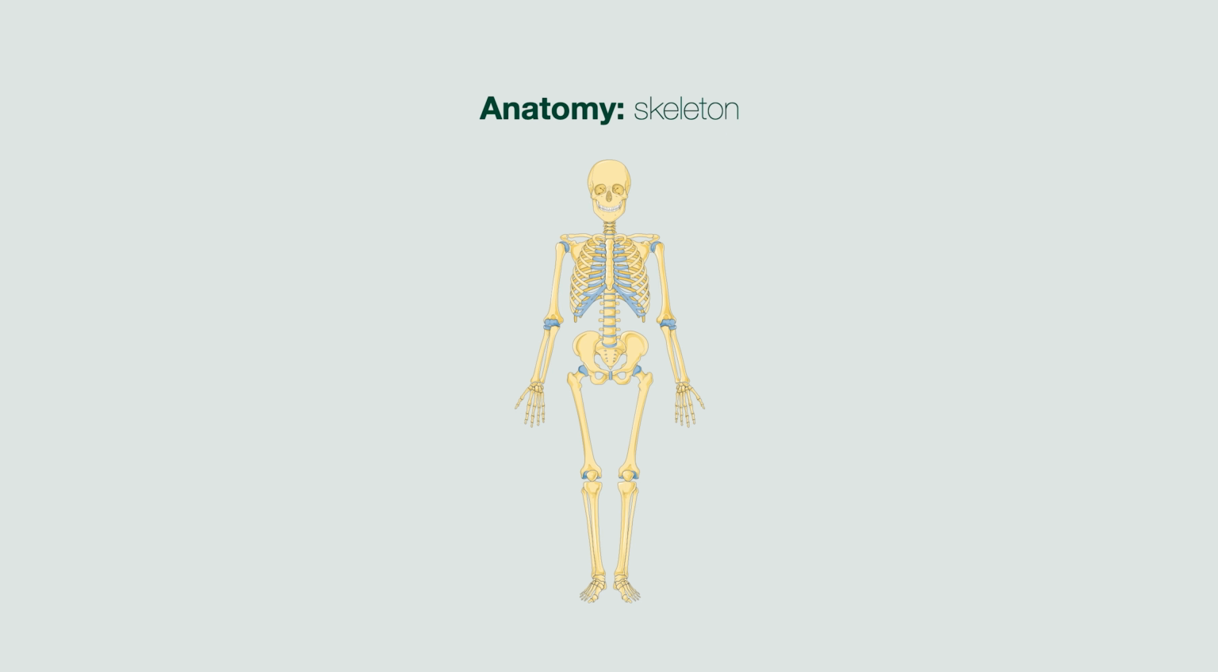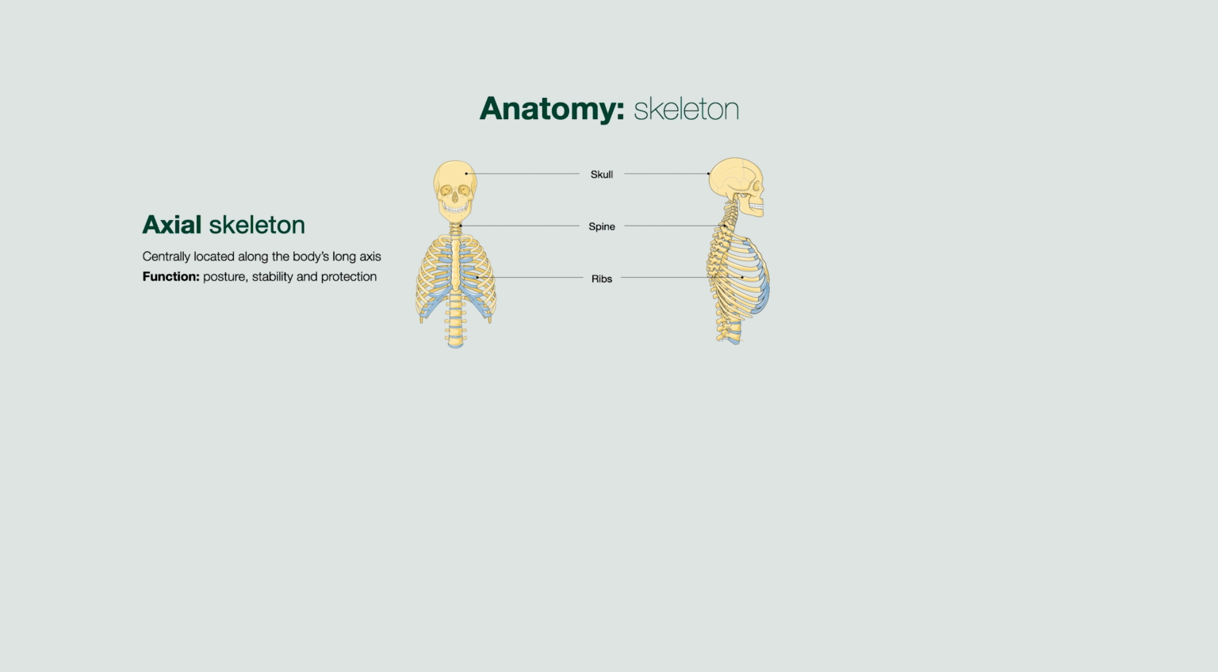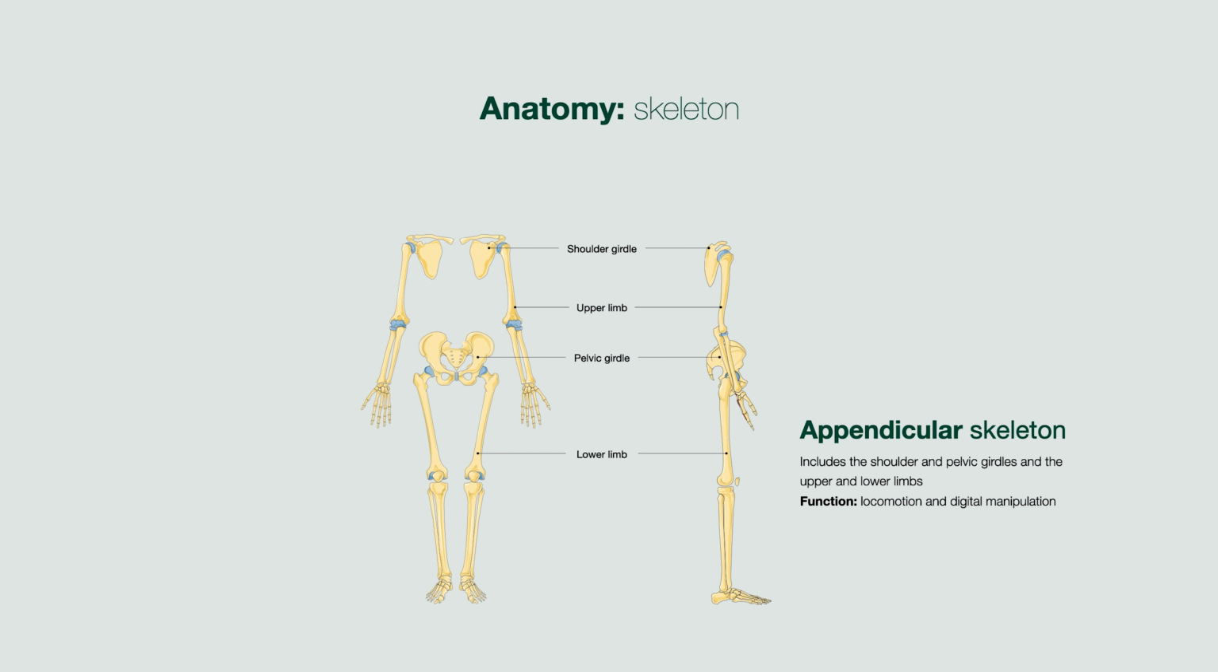The adult skeleton is composed of an axial and an appendicular skeleton. The axial skeleton is located along the long axis of the body, and its function is to support the posture, maintain stability, and to protect the vital organs. The bones are often fused, whilst the appendicular skeleton is located more peripherally and involves the girdles and the limbs. It enables locomotion and digital manipulation of objects.